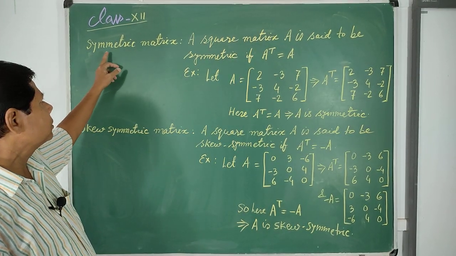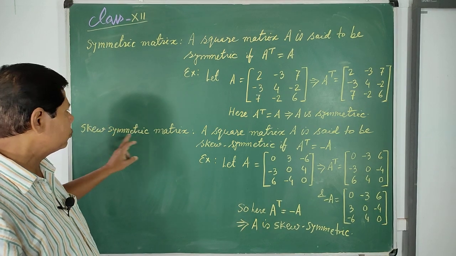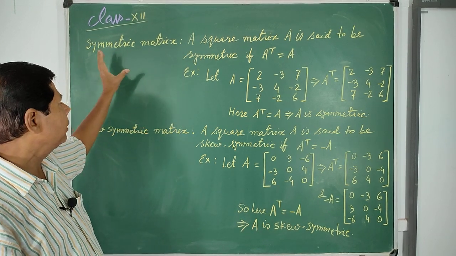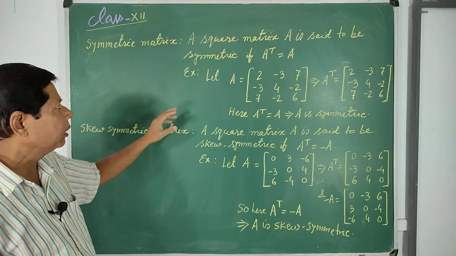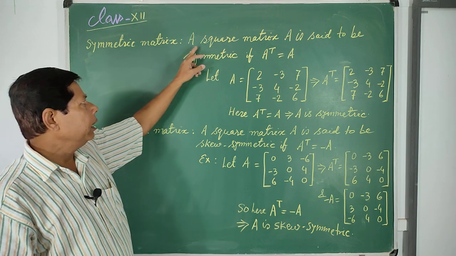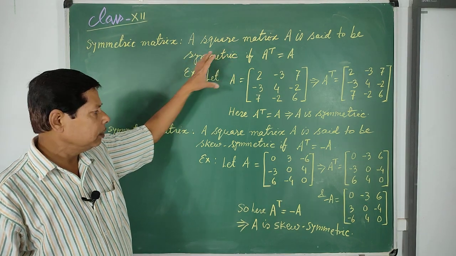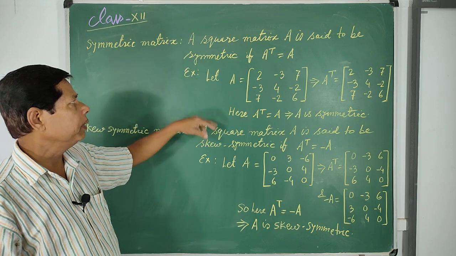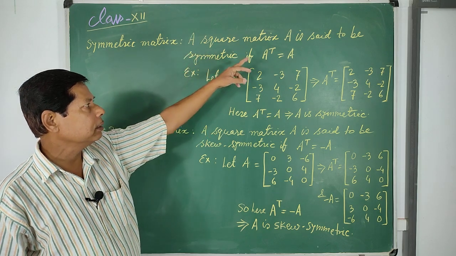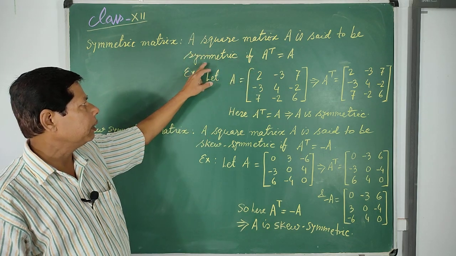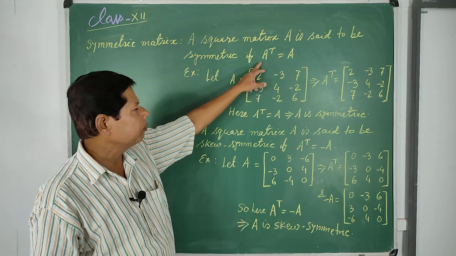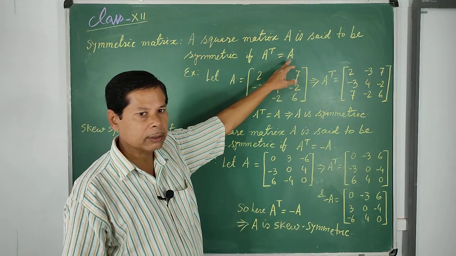Now, the second concept is of symmetric and skew symmetric matrices. What is a symmetric matrix and what is a skew symmetric matrix? In these two cases, a square matrix should be taken. Any square matrix A is said to be symmetric if the transpose of that matrix is equal to the matrix itself.